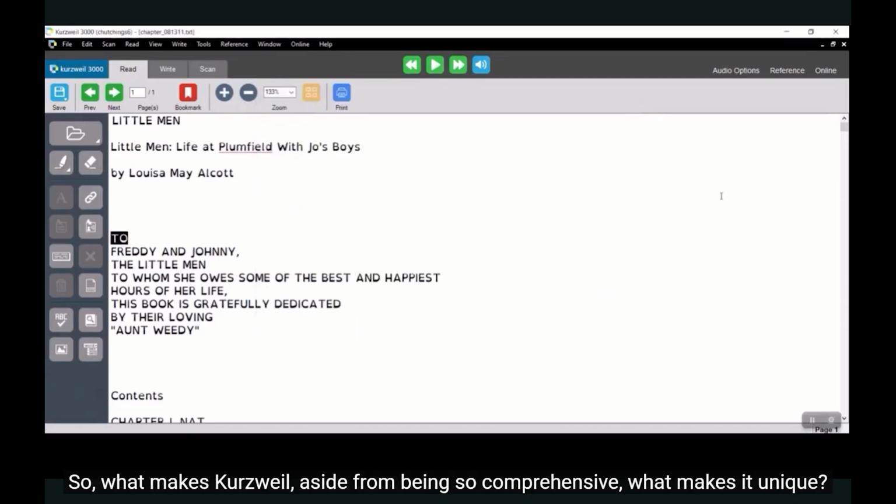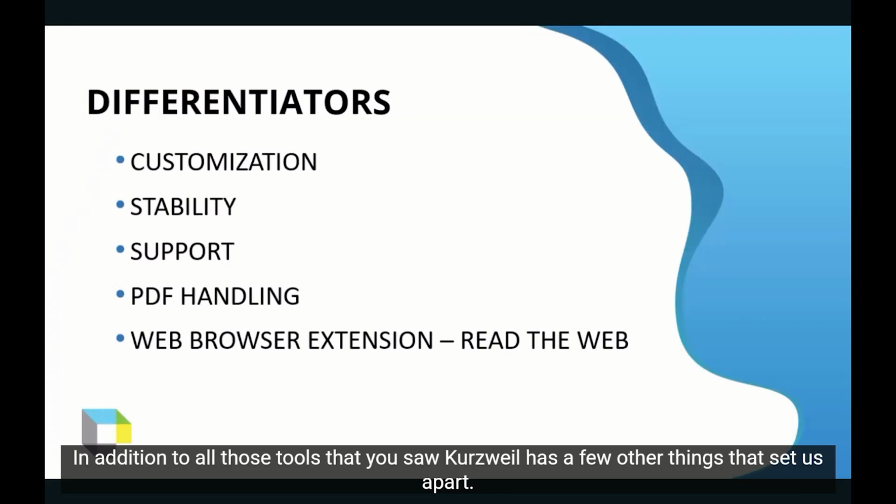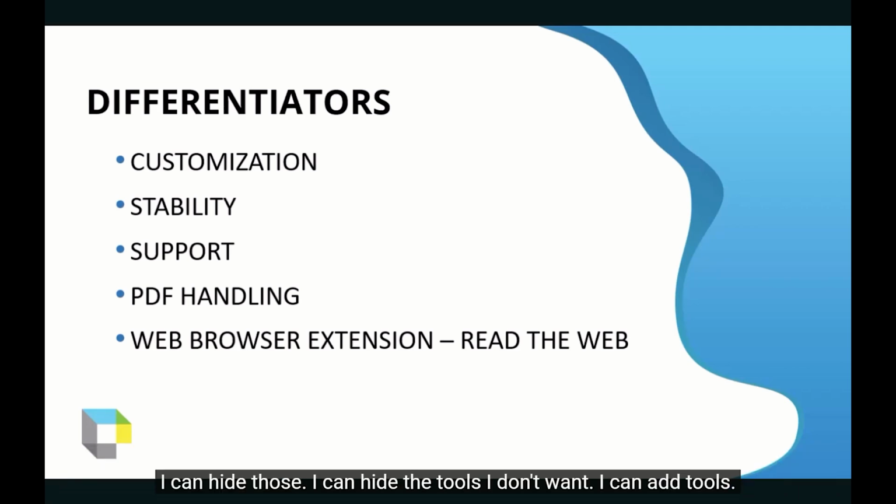So what makes Kurzweil, aside from being so comprehensive, what makes it unique? In addition to all those tools that you saw, Kurzweil has a few other things that set us apart. It's highly customizable. You saw in the installed version all those buttons and tabs. I can hide those. I can hide the tools I don't want. I can add tools. Also, because we pull items into the Kurzweil environment, we don't sit on top of other software. We are inherently more stable.